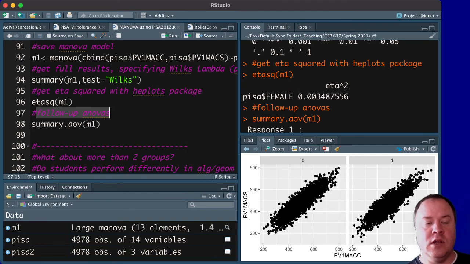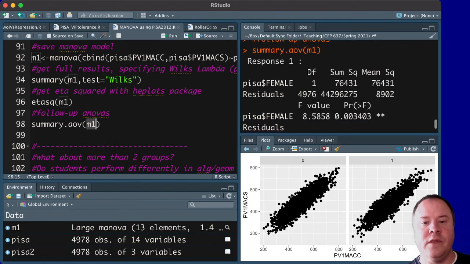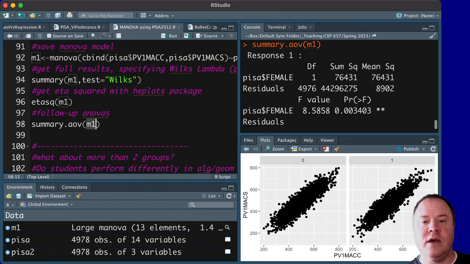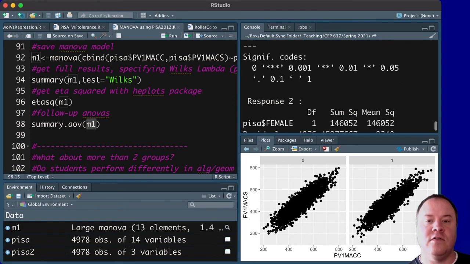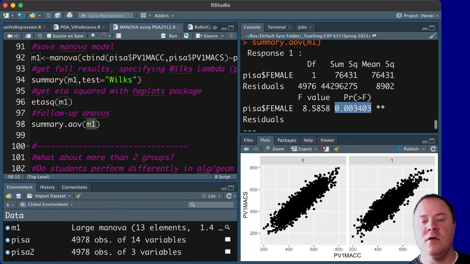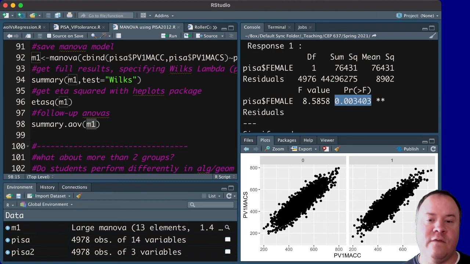Luckily this is really simple to do. summary.aov will pull out the ANOVAs from the MANOVA. You can see response 1, so we have PISA female, and the probability, the p-value, is 0.003, so statistically significant there. If we scroll down, there's response 2. If you remember, response 1 is not whether it's male or female. Response 1 is the first outcome measure, and that was algebra. So response 1 is talking about the PV1 MACS algebra scores. Males and females, according to the ANOVA, which is a follow-up test, scored statistically significantly different.